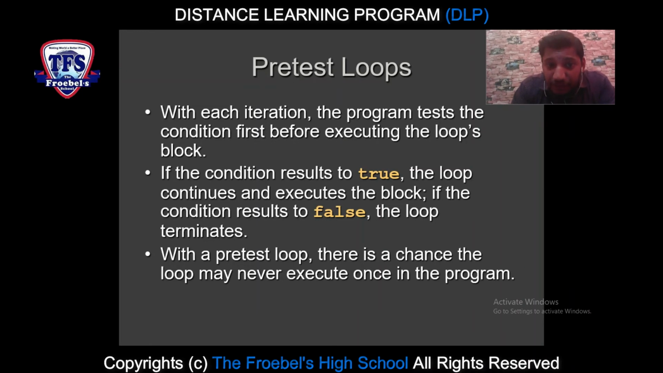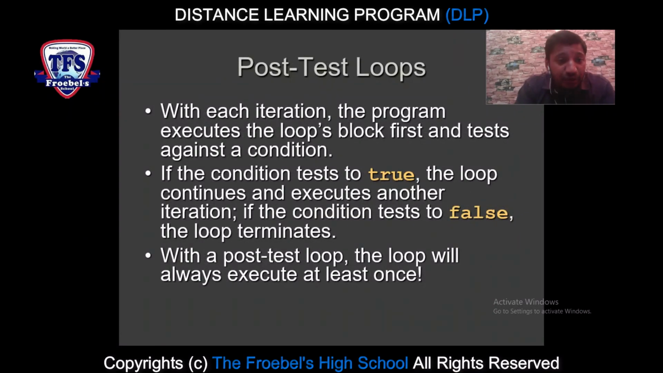In this pre-test loop, if the condition is true, the loop continues, and if the condition is false, the loop terminates. With the pre-test loop, there is a chance that a loop may never execute in the program. Whereas with the post-test loop, with each iteration, the program executes the loop block first and then tests against the condition. In this post-test loop, it does not check by itself. It executes the loop and then checks against the condition. If the condition tests true, the loop continues and moves to another iteration. But if the condition is false, it terminates.